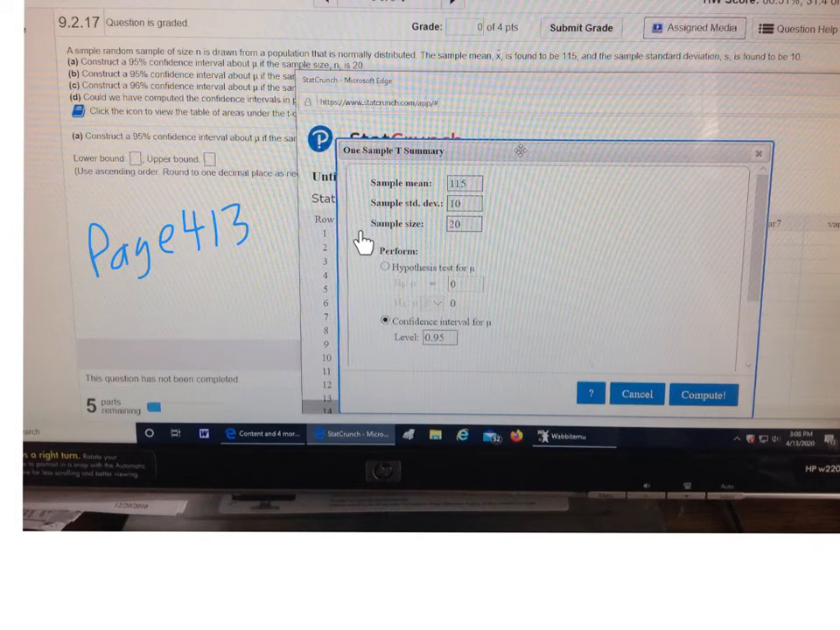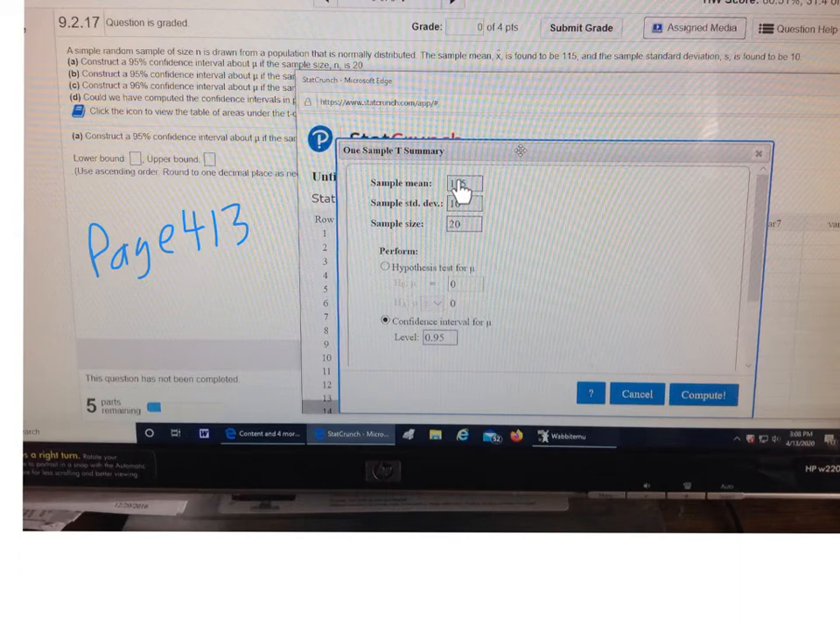You go to Stat. Click. I can't show it on this screen at the same time, but you go to Stat, T Stats, one sample, with summary, and this screen comes up. It's one sample T with summary. So you click on Stat, T Stats, one sample, with summary. Those instructions are again on page 413 in your book.